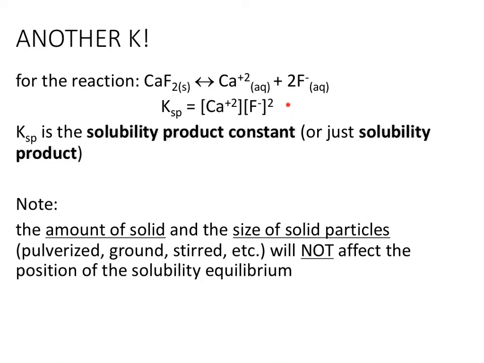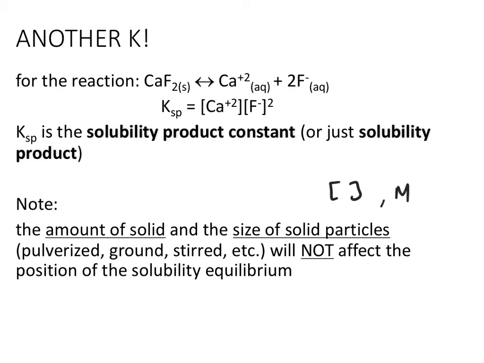So we write our Ksp with the species that are allowed to be present in an equilibrium expression. Our Ksp here only contains the calcium and the fluoride ions because, once again, solids are not included. So guys, Ksp is known as the solubility product constant, or just the solubility product. Please do not confuse this with solubility or solubility equilibrium. Solubility is obviously referring to your concentration values, so your molarities.